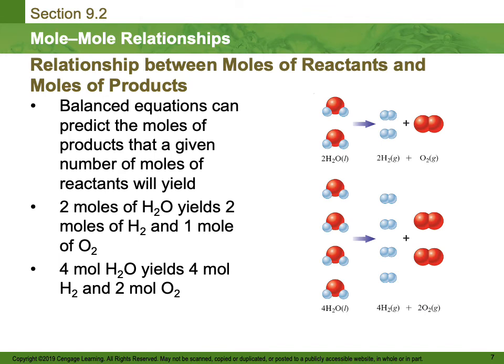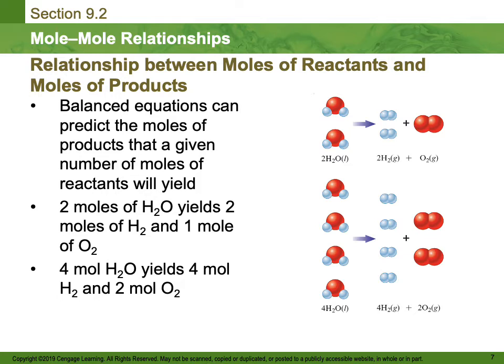So on this slide, they're simply summarizing what we just worked through in the prior problem. And in this case, rather than giving us a balanced equation, they're also showing us pictures. So the balanced equation predicts the moles of products that you will produce if you know a given mole of one of the reactants. So in this example, our balanced equation is 2 moles of water, when it breaks down, produce 2 moles of hydrogen and 1 mole of oxygen.